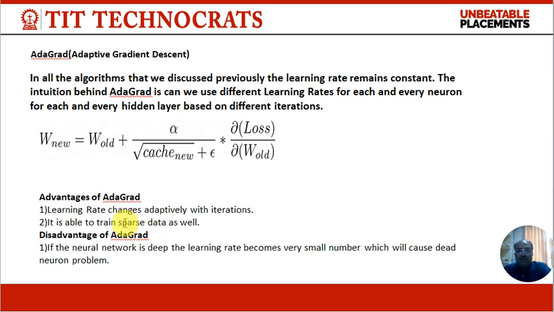Here I am going to show you sparse data. Sparse data means that the data has a large number of zeros available. Disadvantage of AdaGrad: if the neural network is deep, the learning rate becomes a very small number, which will cause the dead neuron problem. These are the disadvantages of adaptive learning.